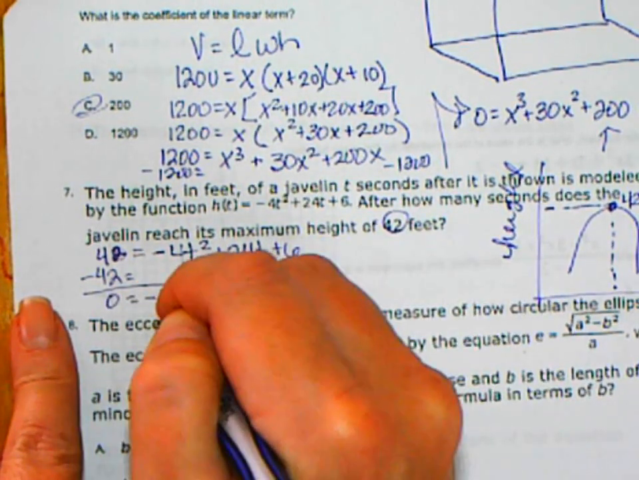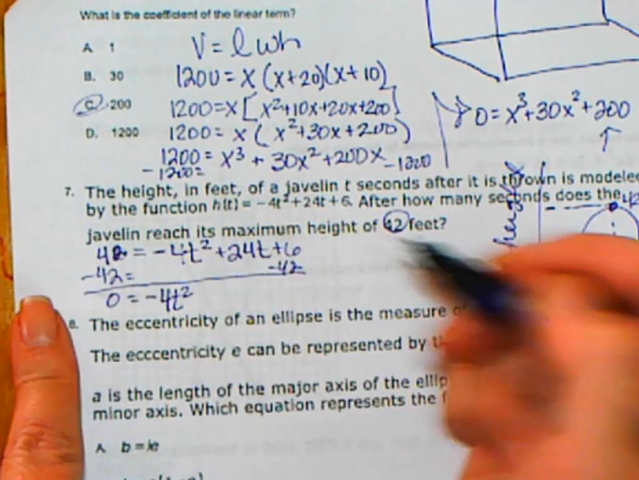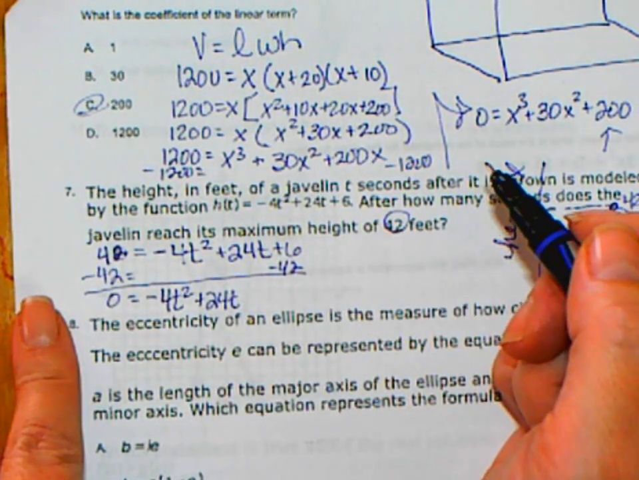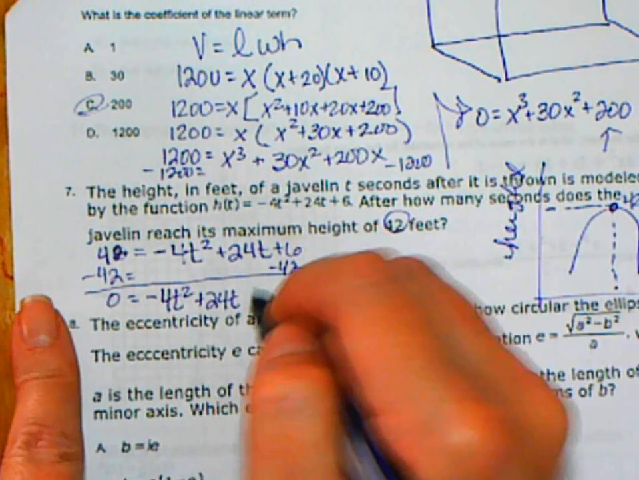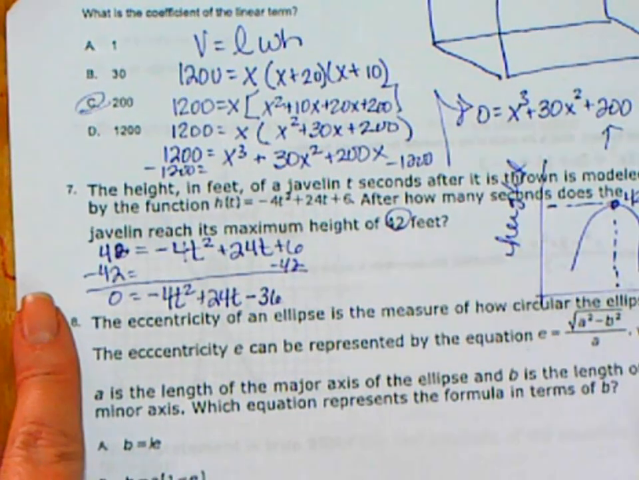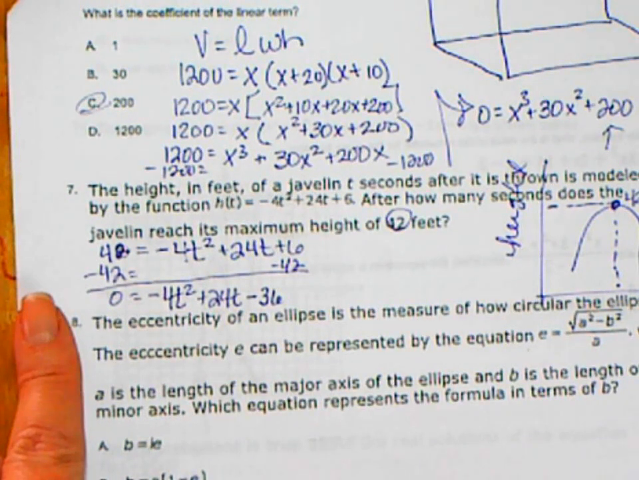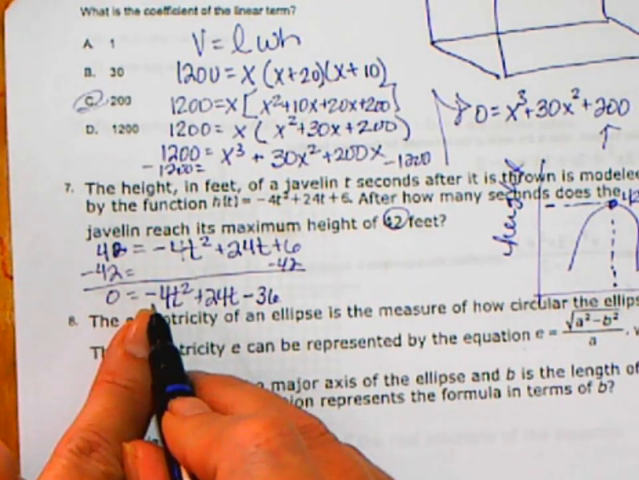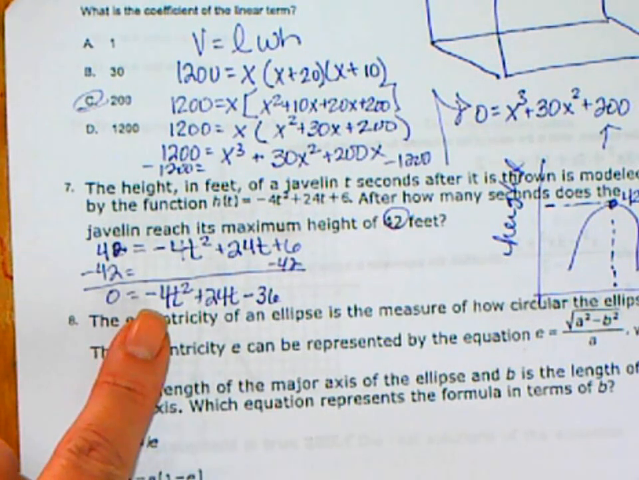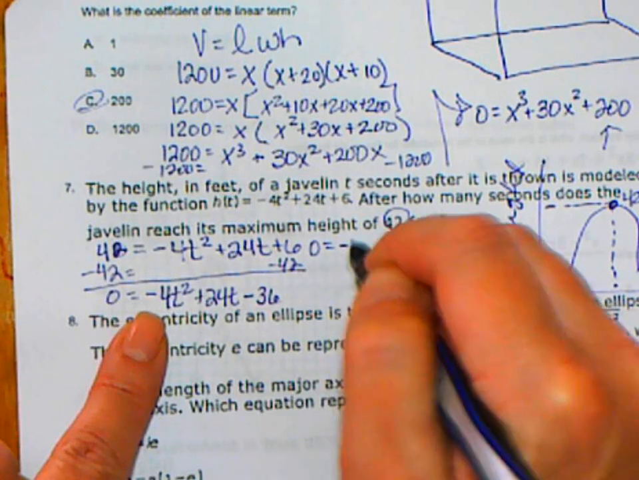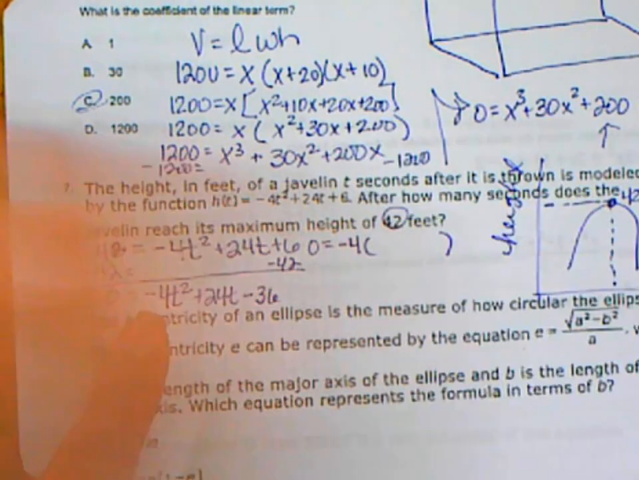0 equals negative 4t squared plus 24t, and then 6 minus 42 is negative 36. Now what's the GCF of that? 4. And remember, if we have a leading negative coefficient, we don't want that, right? So if we're factoring, let's take that out too. So let's factor out a negative 4, and see what's left.